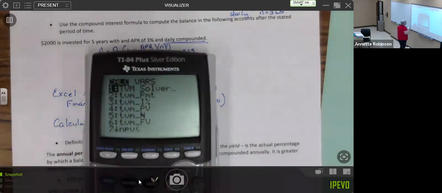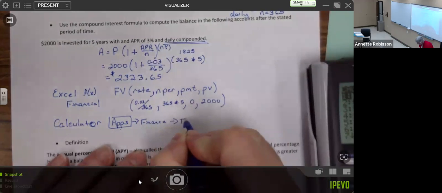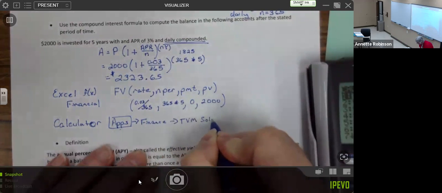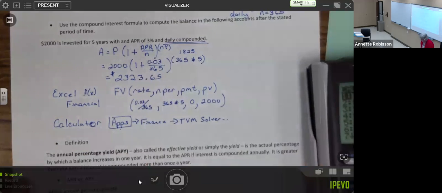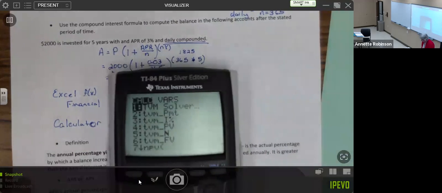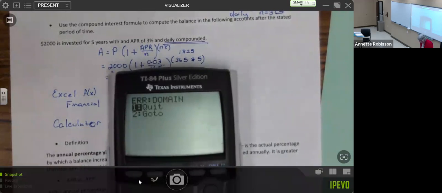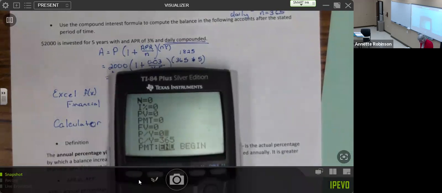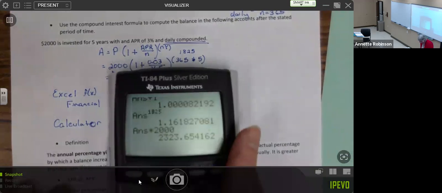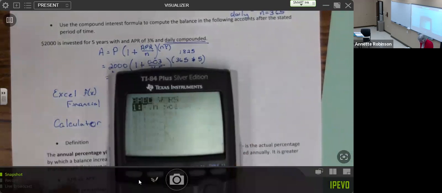We are doing the very first one. We're doing a TVM solver. So if I hit enter, since that's highlighted, now you're going to see some numbers on mine because I used it in the class earlier today. I'm going to retype all this in. Let me just put zeros right now. Okay, so apps, finance, solve.